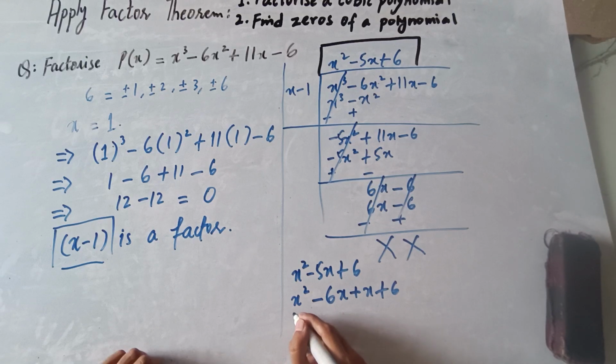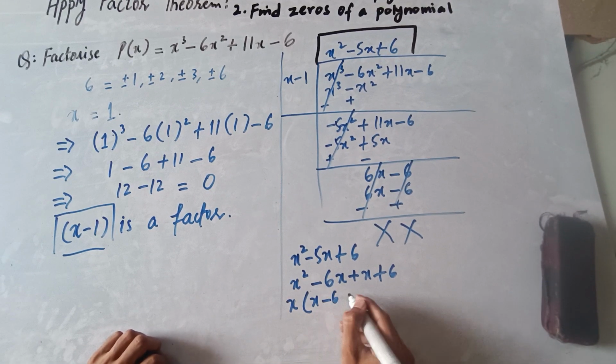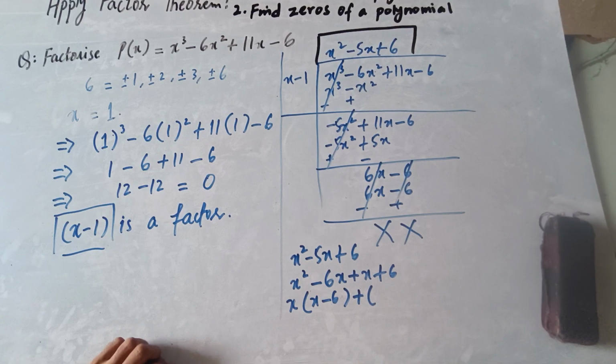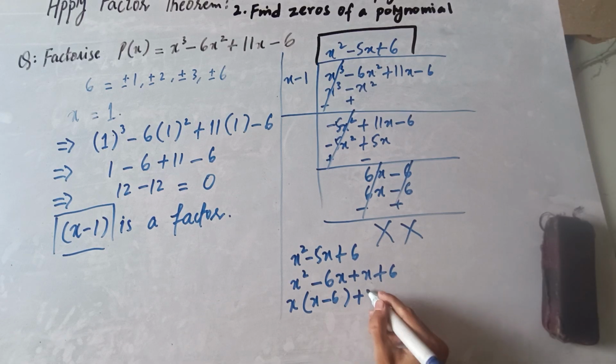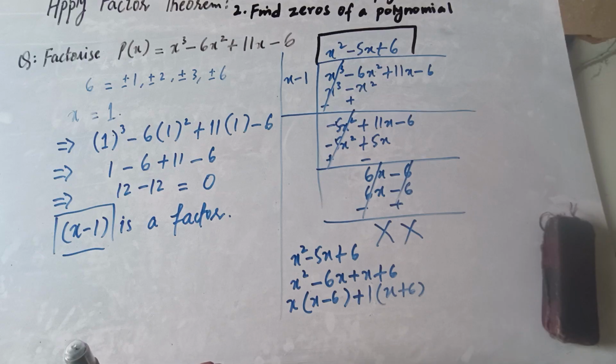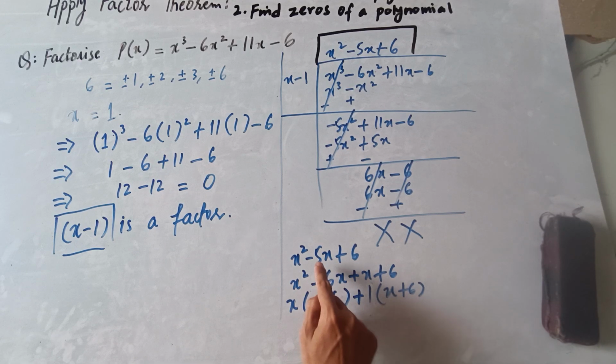Now take out the common, so x is common over here, inside it will come x minus 6. And 1 is common over here, so plus 1 will come over here, and inside we will get x plus 6. But wait a minute, we are not getting the correct factor over here because these two brackets are not coming common. So we have done it correctly. We are getting the middle term the same, minus 6 plus 1 is minus 5.